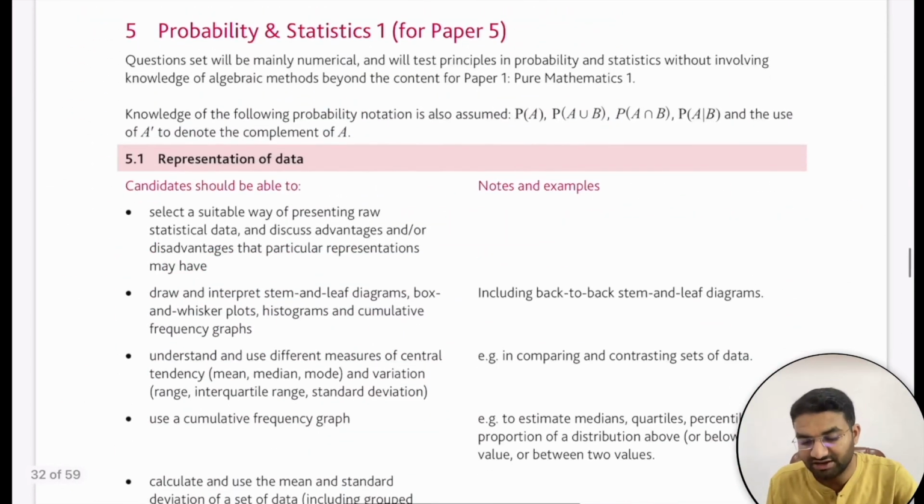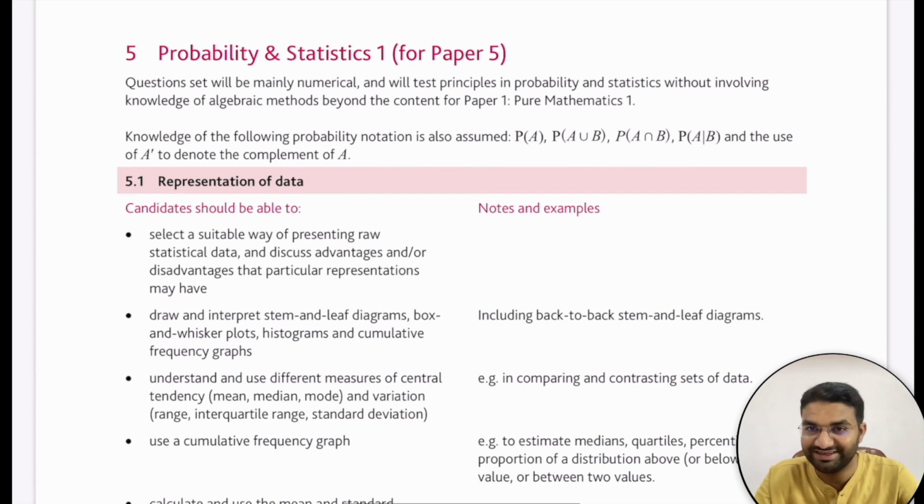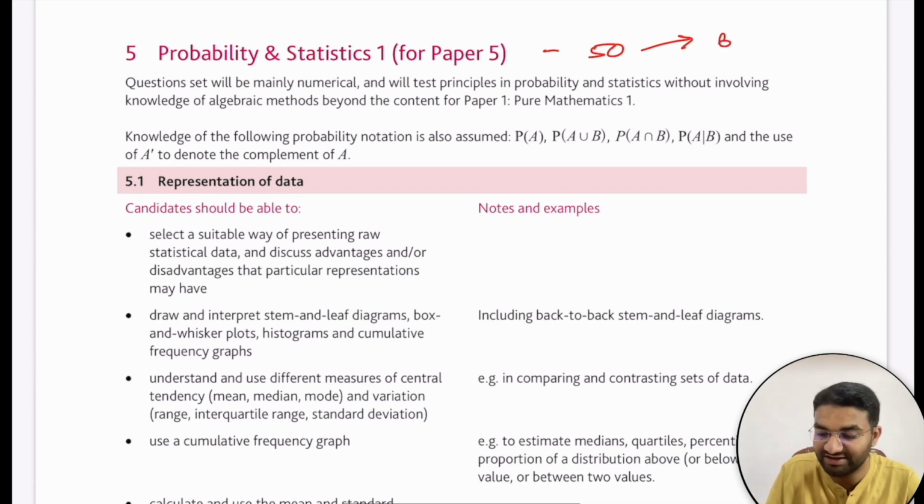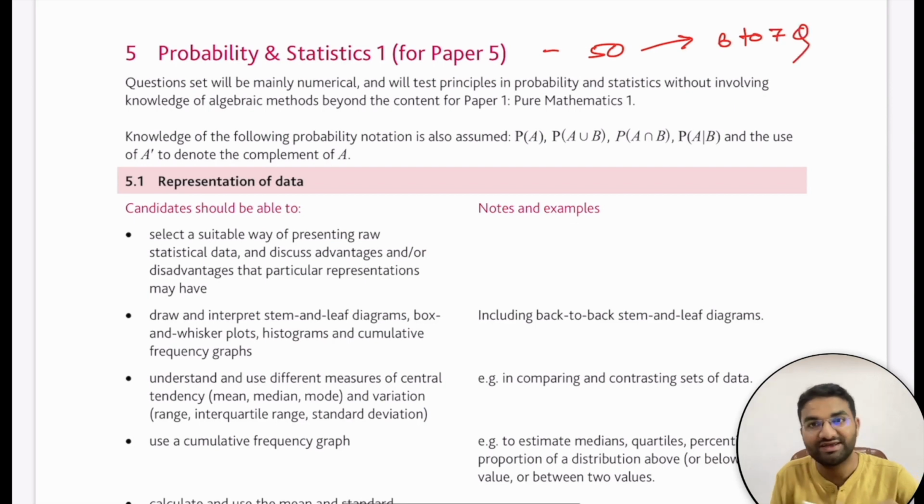Then next, one of the interesting papers of this AS and A level is S1, and for A level, S2, because I would personally recommend students to take S1 and S2. Why? Because this S1 is a 50 marks paper, and you have hardly 6 to 7 questions in the paper, and those are based on 5 topics.